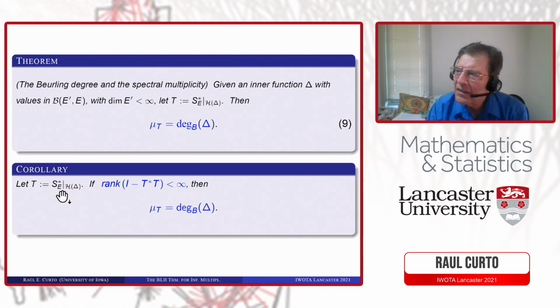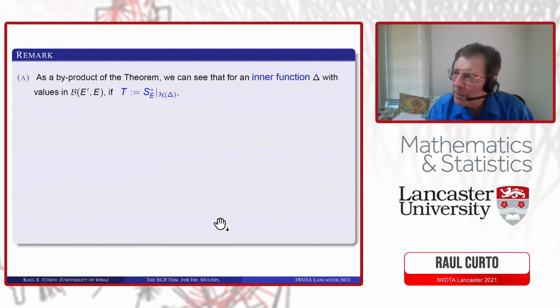Corollary: if I take the backward shift restricted to the model space of delta, and that's my T, and if I know that the rank of identity minus T star T is finite, then mu T is also the Beurling degree of delta. That's a sufficient condition to guarantee the equality here. As a remark, as a byproduct of the theorem, we can see that for an inner function, if I look at the restriction of the adjoint to the model space, then the Beurling degree is always measured by the spectral multiplicity.